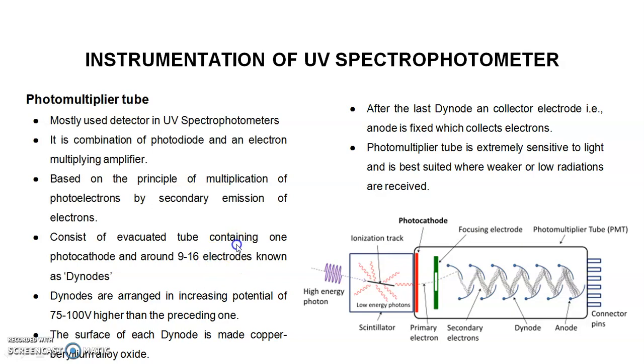So is this photomultiplier tube, which is an evacuated tube containing one photocathode and around 9 to 10 electrodes known as diodes. There is only one photocathode and several other electrodes, which we call diodes. These diodes play a very crucial role: they amplify or multiply the electrons striking each of them, and they are arranged in increasing order of potential, 75 to 100 volts higher than the previous.